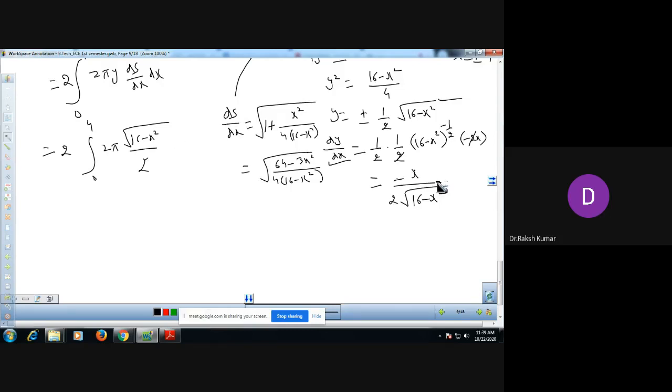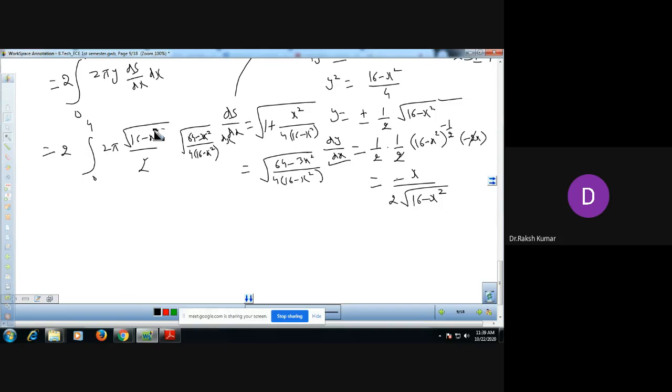And ds over dx will be this one. That is under root 64 minus 3x square over 4 into 16 minus x square into dx. So the values have been substituted. Now you can integrate it. Now this is the task you have.